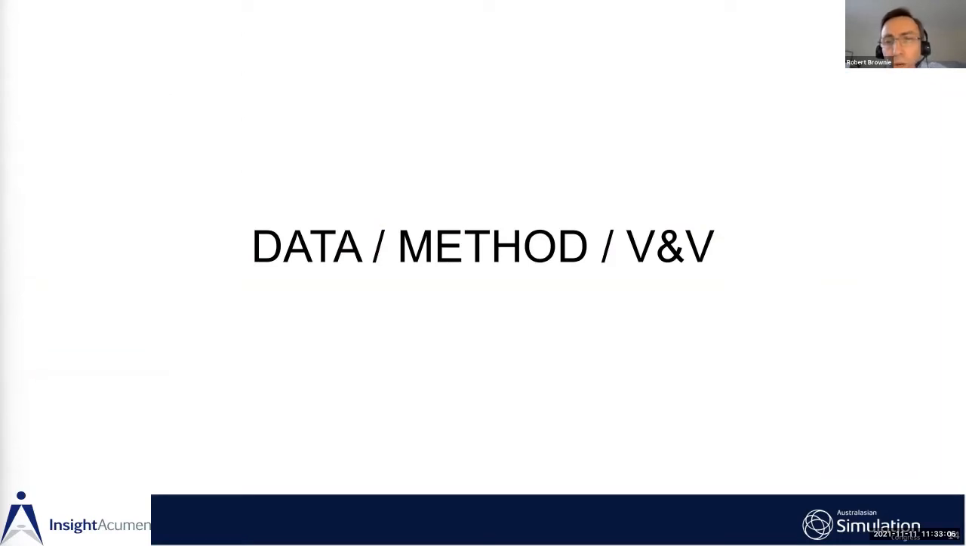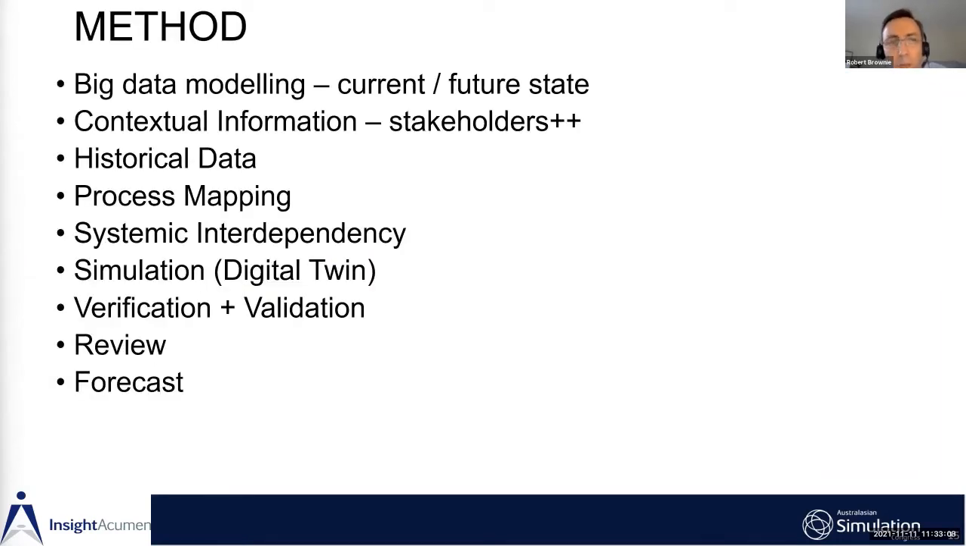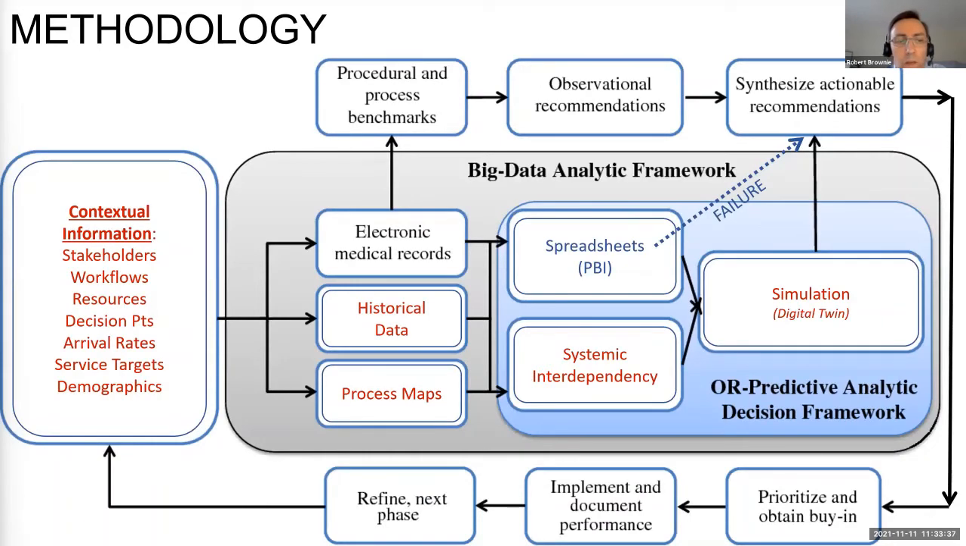To data method V&V. To summarise the methodology, which is somewhat generic for projects, gather required data, engage closely with stakeholders, map the process, establish interdependencies, determine assumptions and constraints, build the model, conduct V&V, review to establish the model is fit for purpose, and once that is done, forecast the future with reasonable confidence. So here's how that process looks, with modelling and simulation playing a central role in the blue area to reduce the risk of future failure.